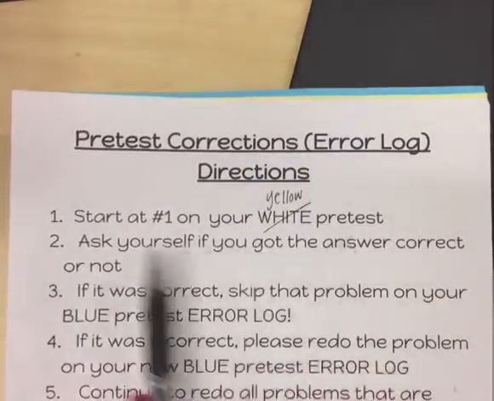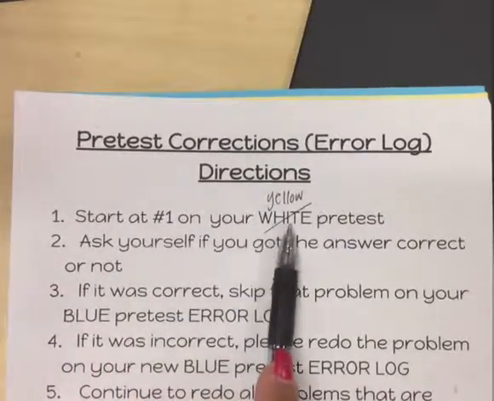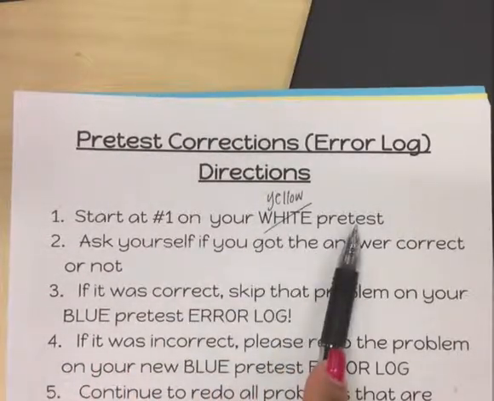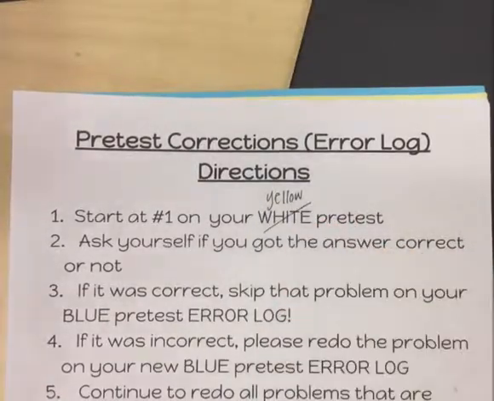I went over this with the students today, starting on number 1, and it says to start at number 1 on your white pretest. Well, we did not do it on white, we ended up doing them on yellow, so we crossed that out and I asked the students to change that to yellow.